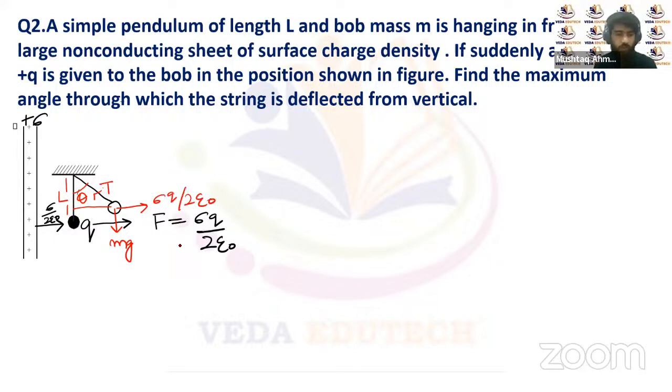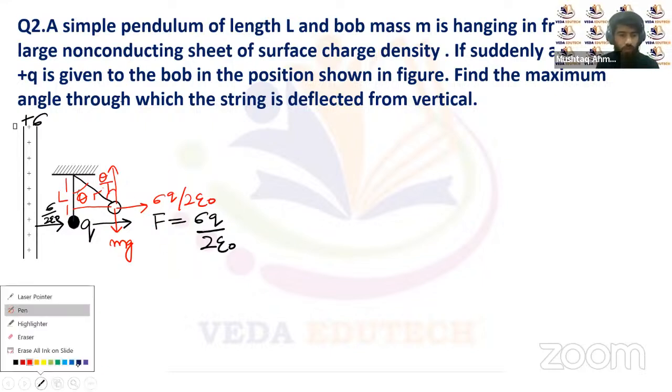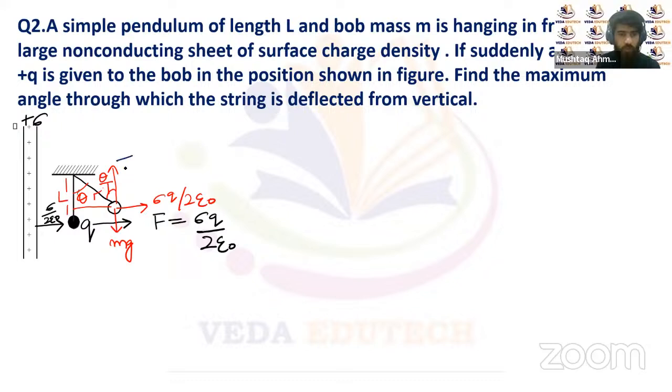What we can do here is resolve this tension into two components. If this is theta, then this angle has to be theta here as well, right? So resolving this tension into two components, one component will be the vertical component, that's T cos theta, right? And the other component will be the horizontal component, that will be T sine theta, right?